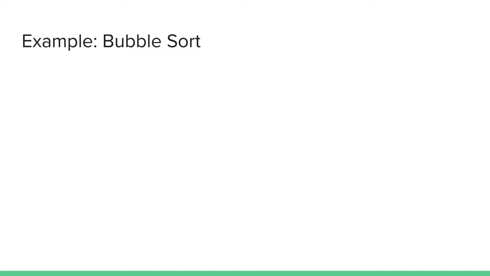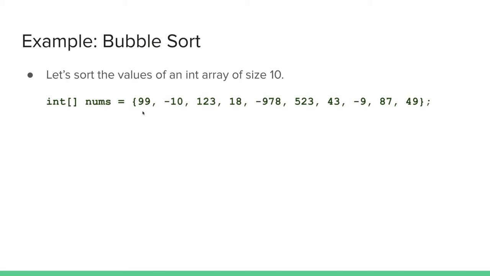Let's look at another example. This time we're going to do bubble sort. So let's sort the values of an integer array of size 10, and this is our array. It's a bunch of random integer values. They're out of order, so we're going to try to put them in order from the lowest to the highest.